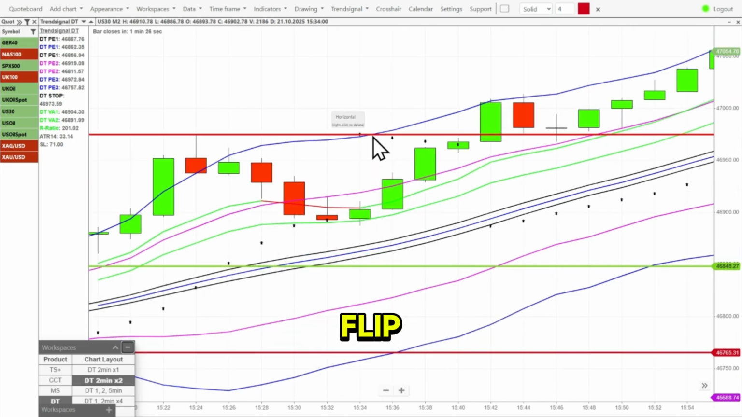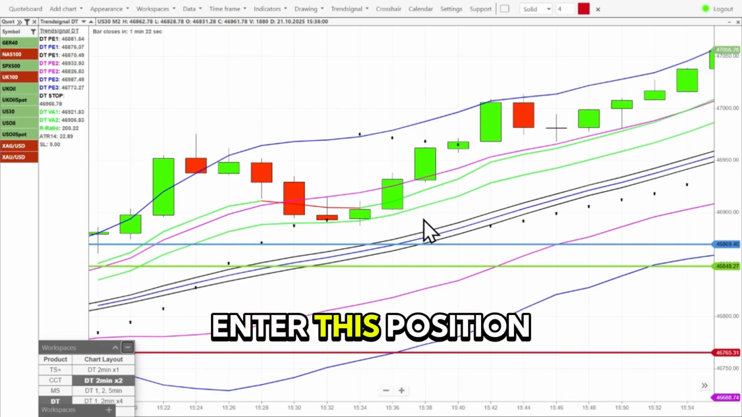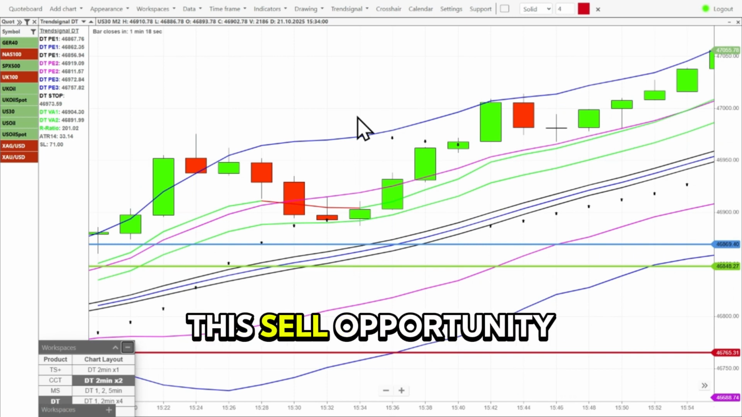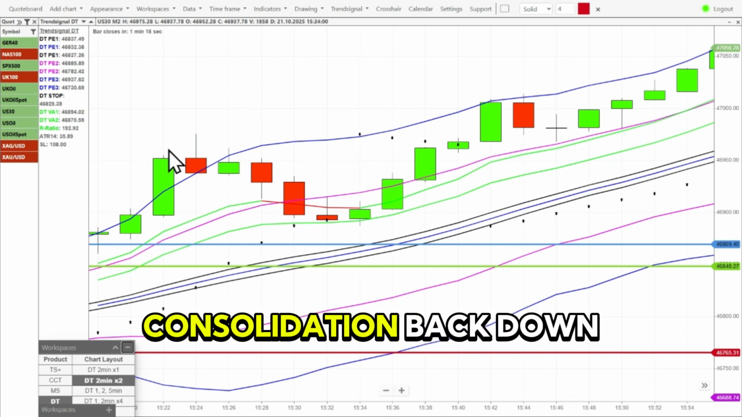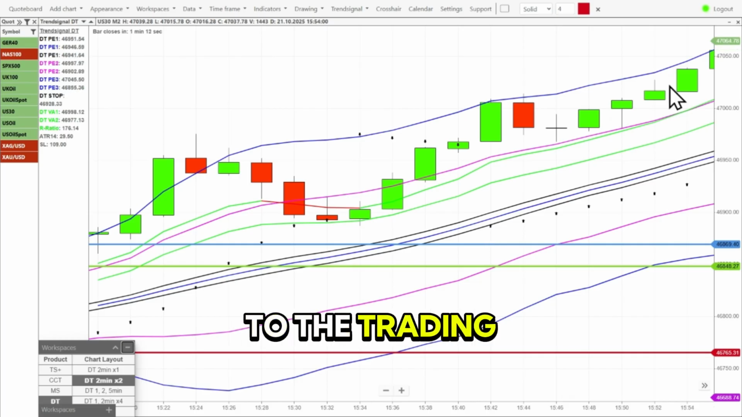We then get the arrow flip. Now, the arrow starts outside the band, which means to enter this position, we need to be below the black band. We're not, so we don't take this sell opportunity. All it is, we've had a consolidation back down. We come out of position and we wait for the energy to return to the trading opportunity.